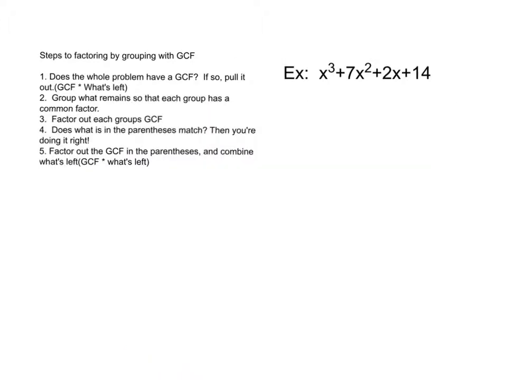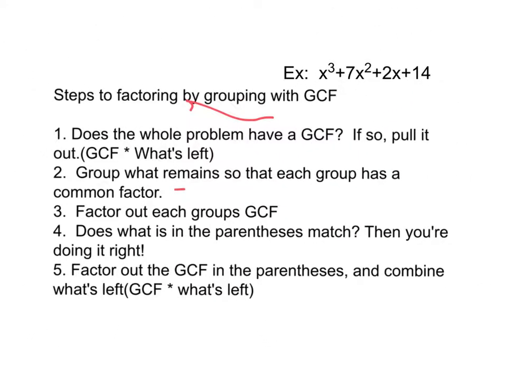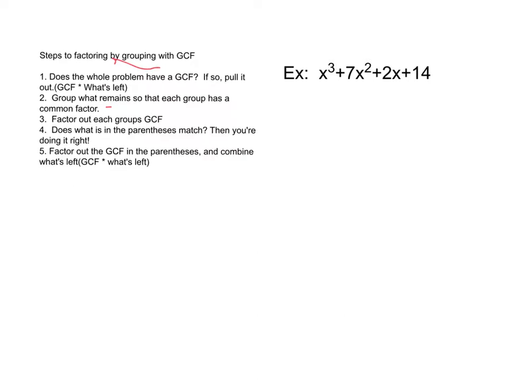So on the right, I have my example problem, x to the third plus 7x squared plus 2x plus 14. And on the left, I've got this nice little set of reminders as to how do I do this. So let's start digging through it. Number 1, does the whole problem have a GCF? If so, pull it out and get GCF times what's left. So to figure out if something's got a GCF, the first thing we need to do is figure out the factors of each of the 4 terms. So let's take a moment and do that.